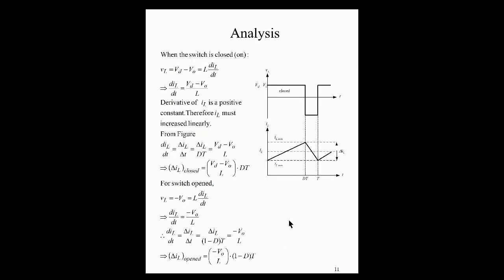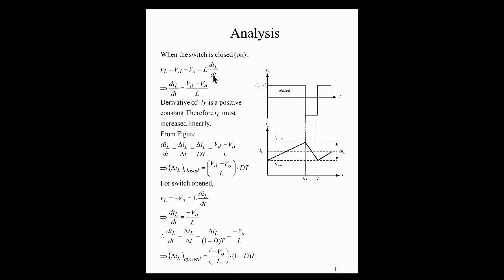All right, now when the switch is closed, we're now going to just set that voltage. You know that in that region, when it's closed, the voltage across the inductor is just Vd, the input voltage minus the output voltage. And we know that that's equal to the inductance multiplied by the change in current with time.